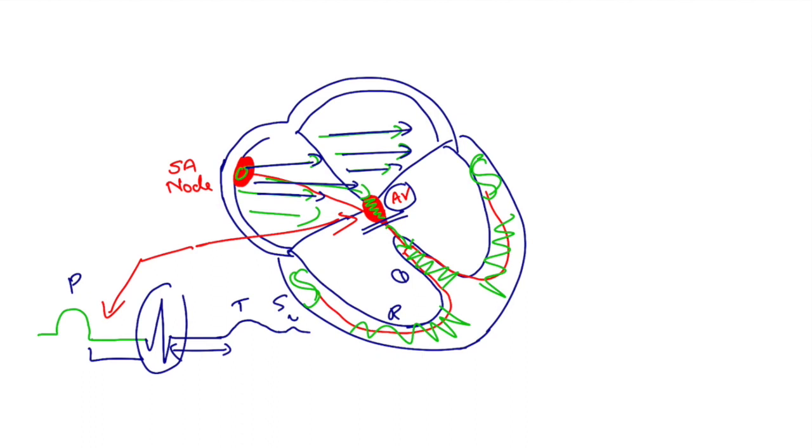If there is delay in the conduction through the highway because of any blocks, then there will be widening of the QRS complex. That's when we call it bundle branch block, where we have a wide QRS complex. I just wanted to orient you towards this idea. With this idea, we will move on to further videos.